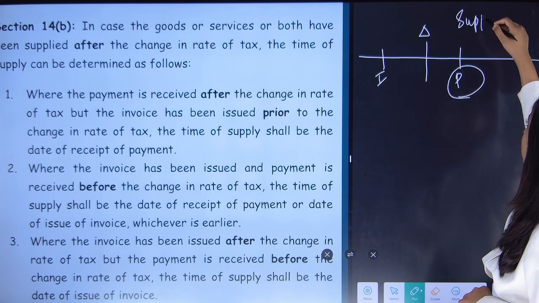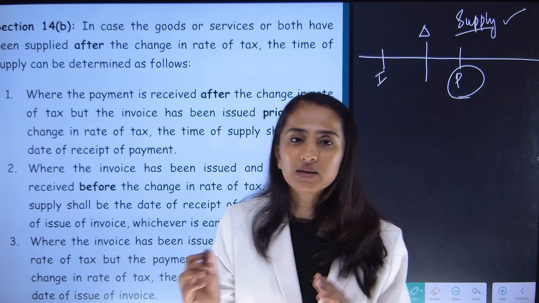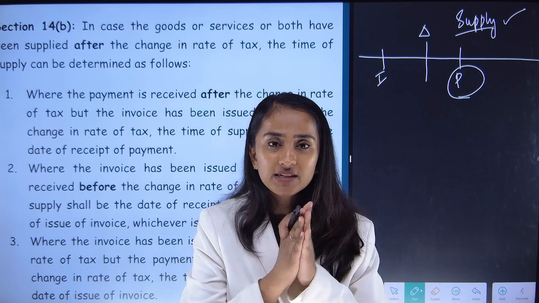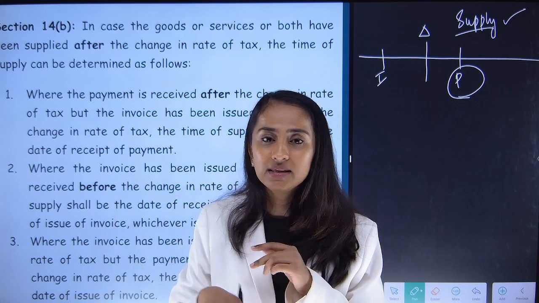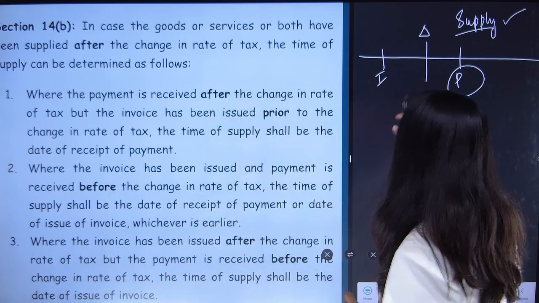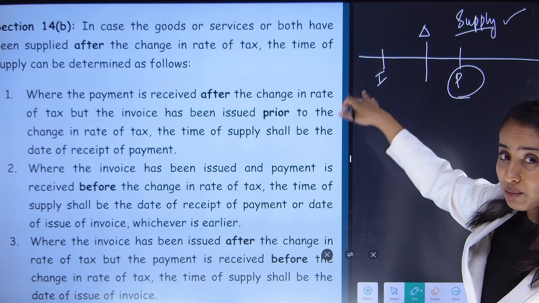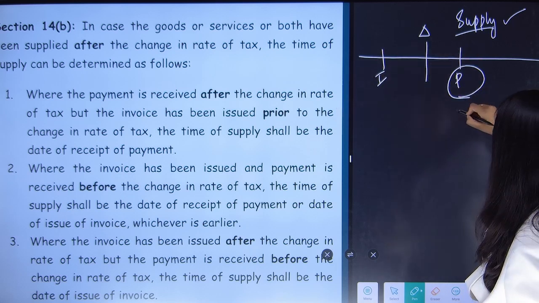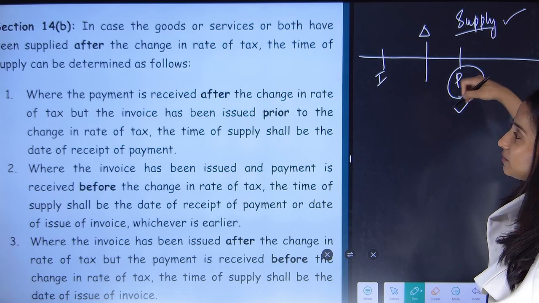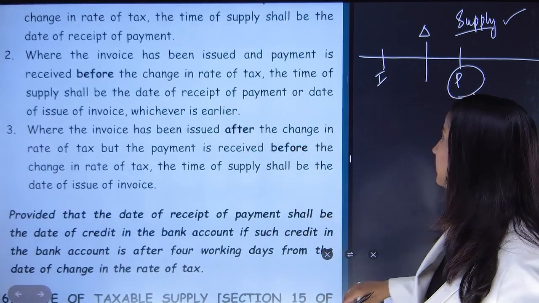So what you should see is, where is the invoice, where is the supply? The supply is here, right? Correct. So if the supply is before, everything will be before, earlier of the two. If the supply is after the change in rate of tax, then whatever is the later, whatever it falls in, that will be the time of supply. See, supply is falling here, which is earlier of these two, invoice, but the time of supply is not the invoice date now. The time of supply is the payment, because the supply is here. Wherever there is supply, that portion will be the time of supply.